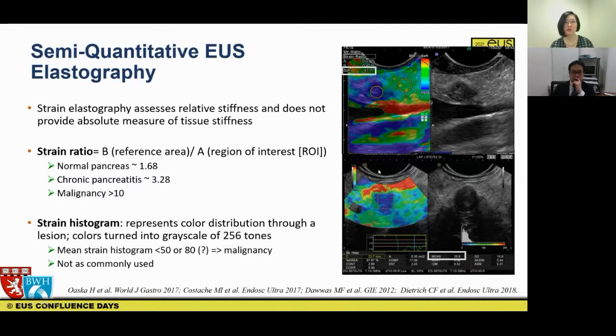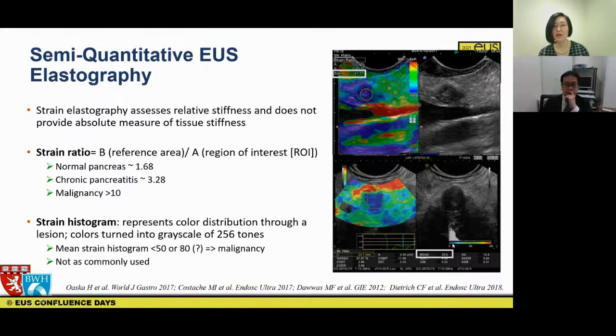Strain histogram is another way to try to quantify elastography, and this represents the color distribution through the lesion, as you can see in the bottom EUS elastography image. And basically, the colors are turned into a grayscale going from 0 to 255, representing the 256 tones. And when you look at the bottom right there, you can see that 0 corresponds to blue, so that's the firmest tissue. And on the far right, 255 is red, so that's the softest tissue.